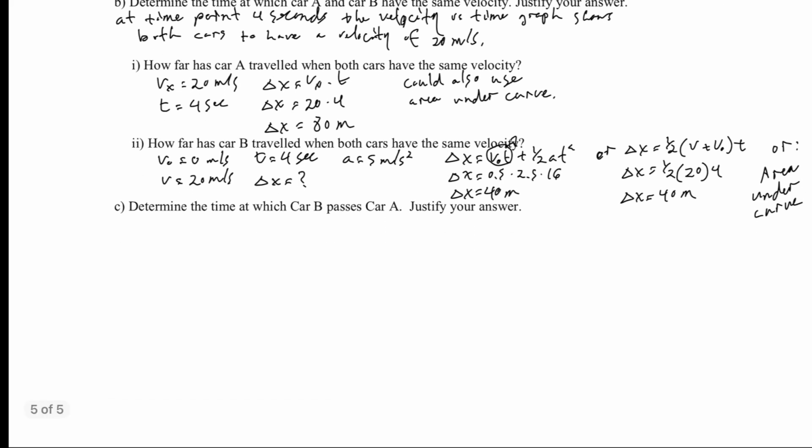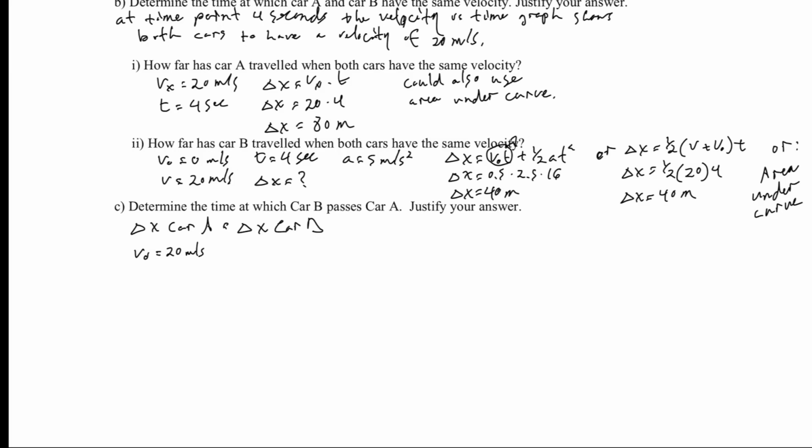Last question, determine the time at which car B passes car A. Justify your answer. So when they pass is going to be the moment after they have the same displacement. So you've got one car catching up to the other. At the moment the displacements are the same, that's the moment they're going to be passing each other. So they're going to have the same time, they're going to have the same displacement, different velocities.